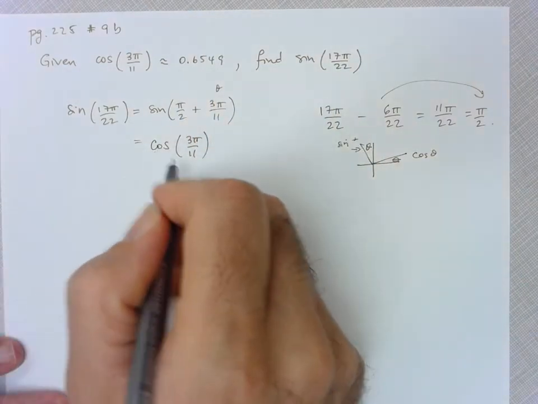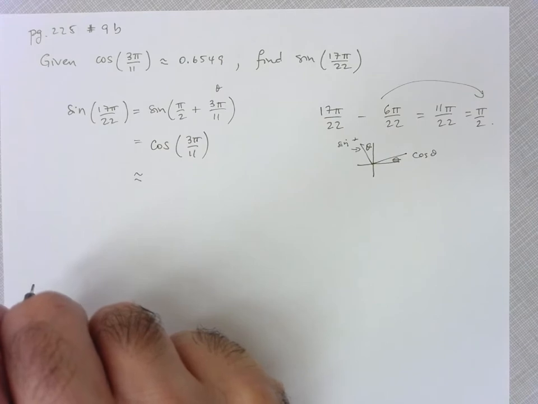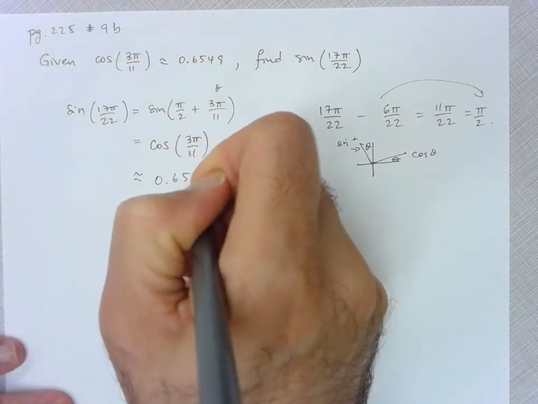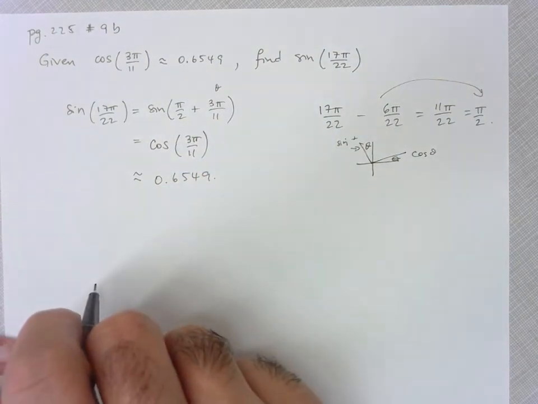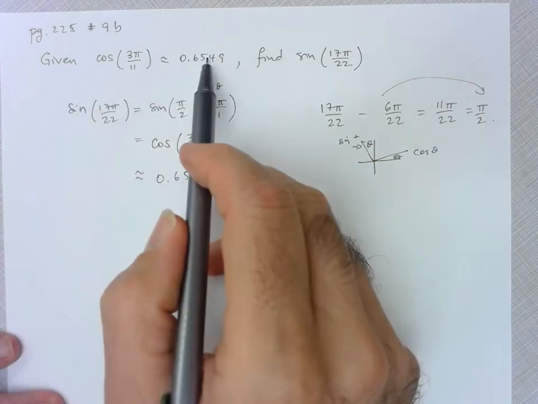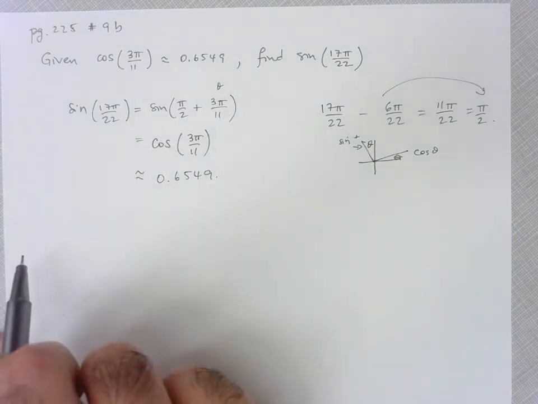But wait a minute, we're given an approximation for cosine of 3 pi over 11. We know that it's about equal to 0.6549. Here we see how we can take information about one trig ratio and determine some information about this other trig ratio. It turns out they had the exact same value.